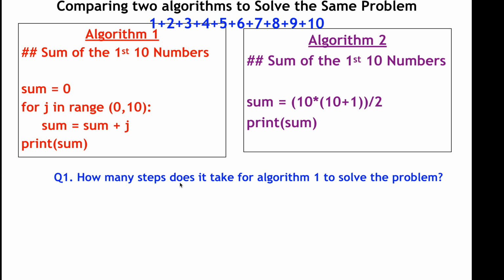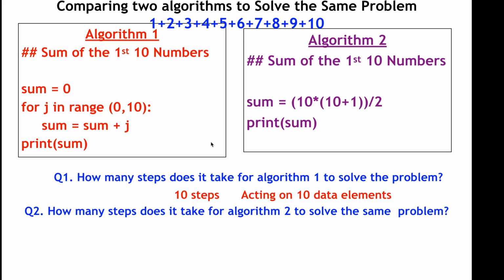So the question is, how many steps does it take for algorithm 1 to solve the problem? Have a look at it again. Algorithm 1, there's a for loop, you go round it 10 times, so it is 10 steps, and it acts on 10 data elements, the data elements being 1, 2, 3, 4, 5, 6, 7, 8, 9, 10. How many steps does it take for algorithm 2 to solve the same problem? Well, it solves it using this equation, doesn't it? So this equation is just one step, and it also acts on 10 data elements, 1, 2, 3, 4, 5, 6, 7, 8, 9, 10.